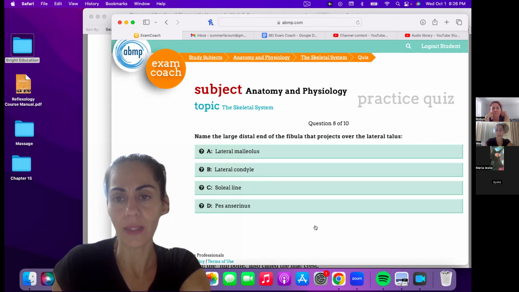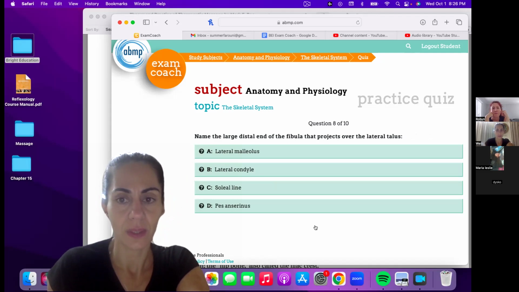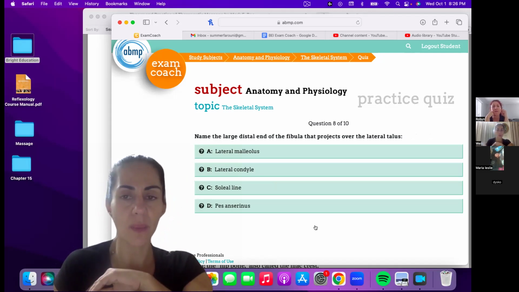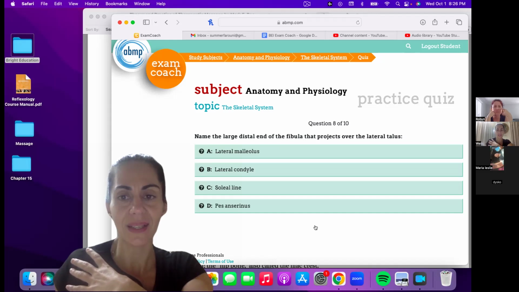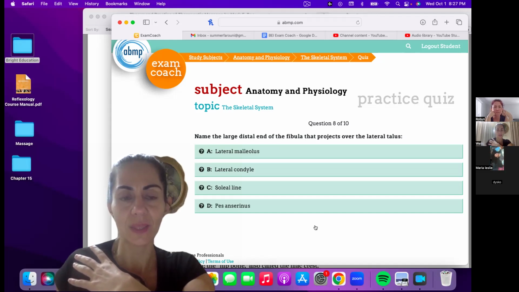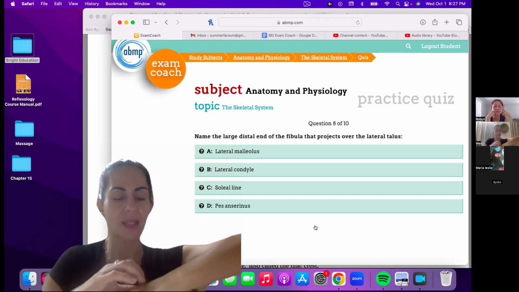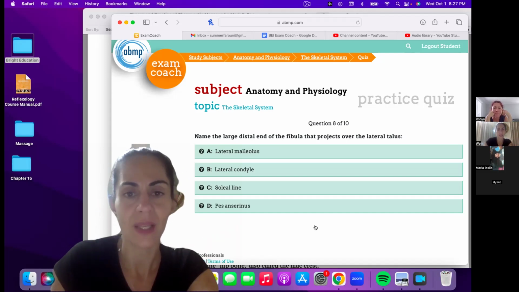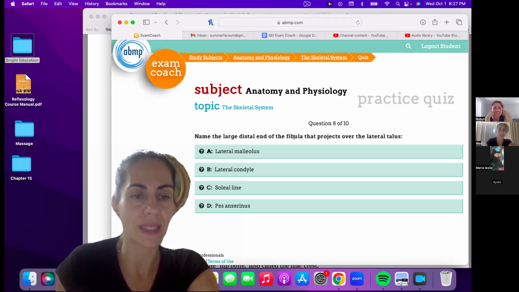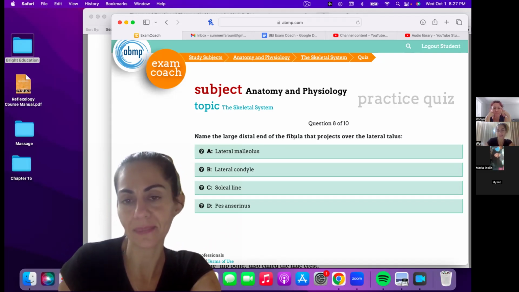Name the large distal end of the fibula that projects over the lateral talus. So the fibula is going to be in the upper leg or lower leg? Lower leg, right? So the fibula and the talus. We looked yesterday at the talus, the calcaneus, the heel, and the bone on top of it, the talus, and then the tarsus. Now, the fibula is lower leg. Is it medial or lateral? Lateral, correct.